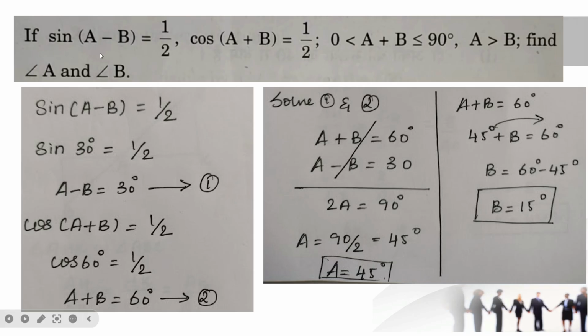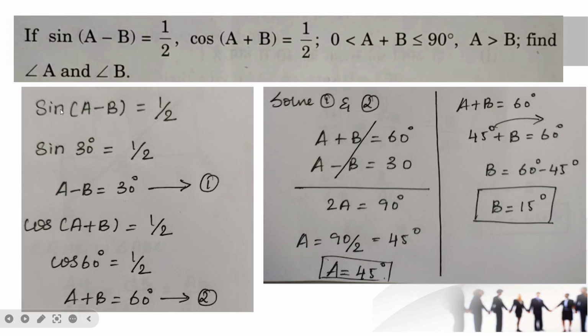Let's look at this question. Sin A minus B is 1 by 2. Cos A plus B is 1 by 2. They are saying A is greater than B. And they are asking us to find the angle A and angle B. First write sin A minus B equal to 1 by 2. Now tell me when sine will be 1 by 2? Which sine degree will be 1 by 2? When sine is 30 degree, its value is 1 by 2. So sine 30 is 1 by 2.